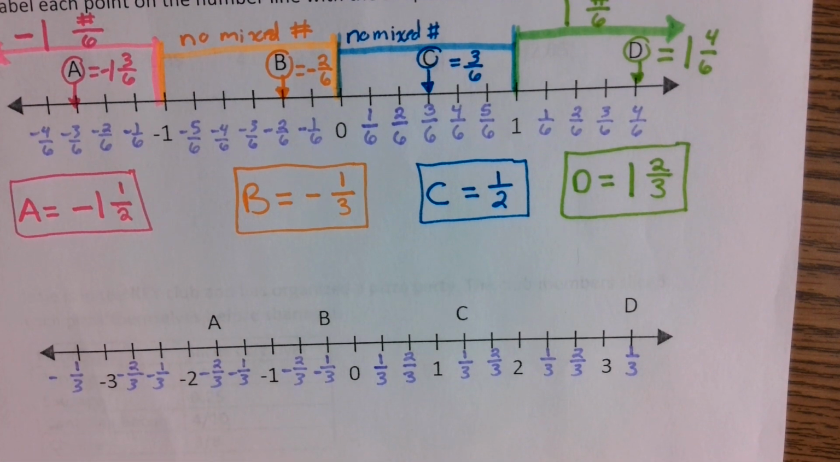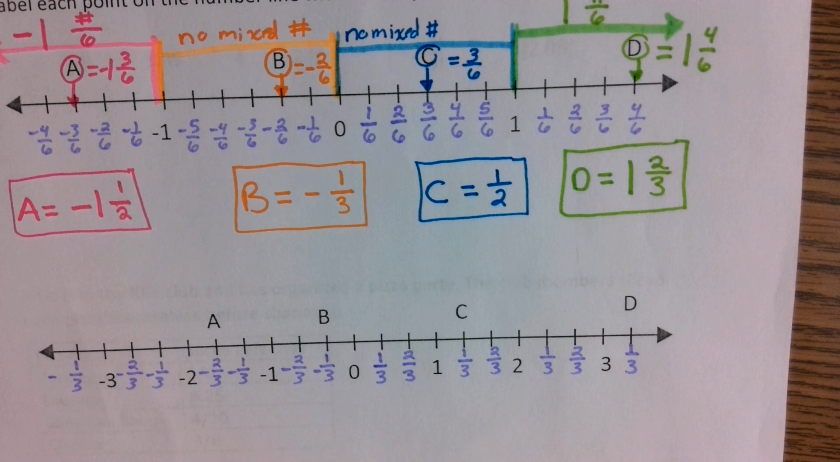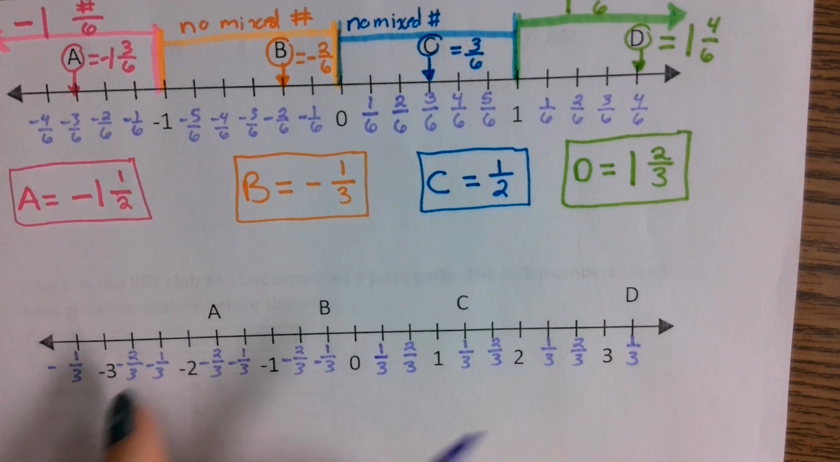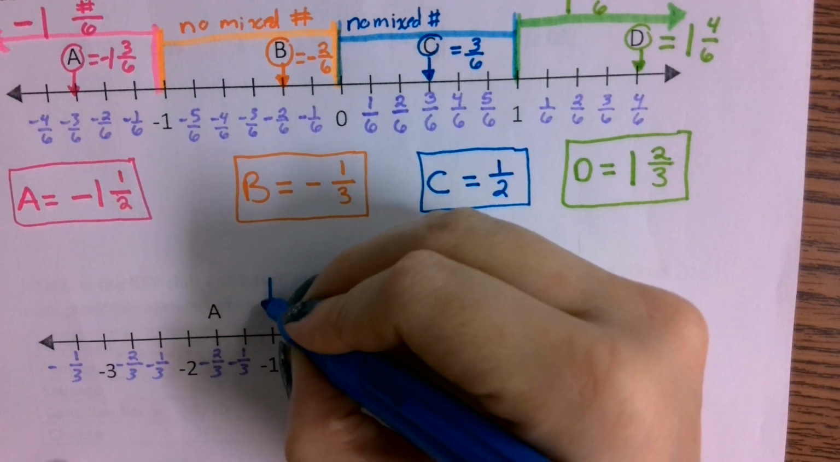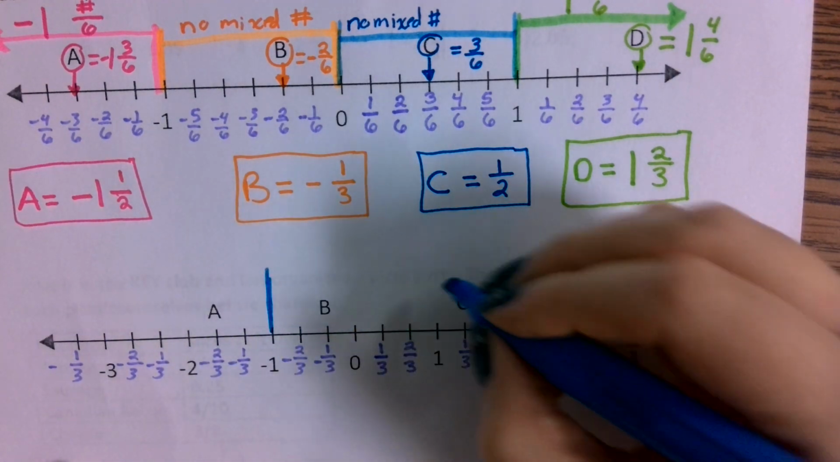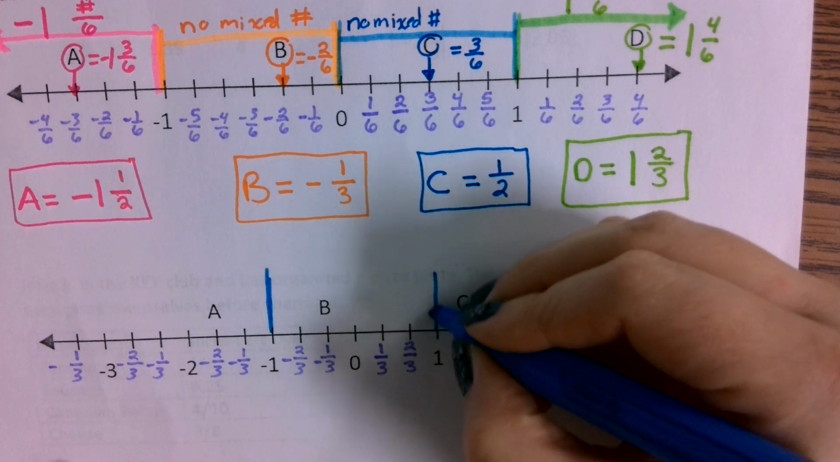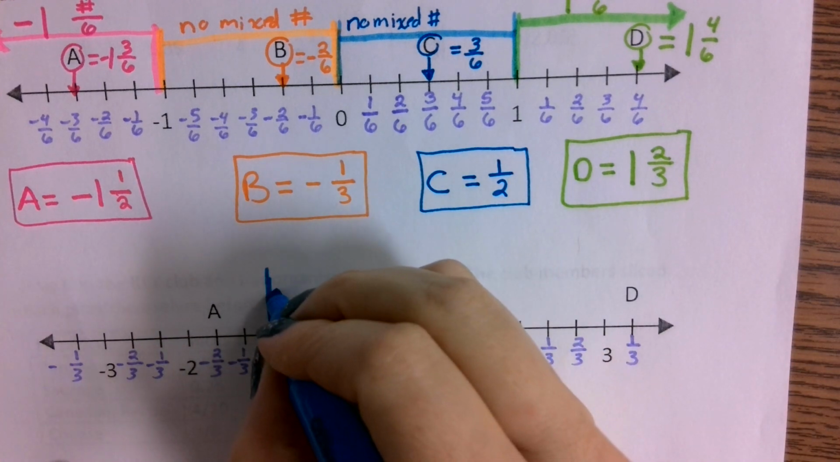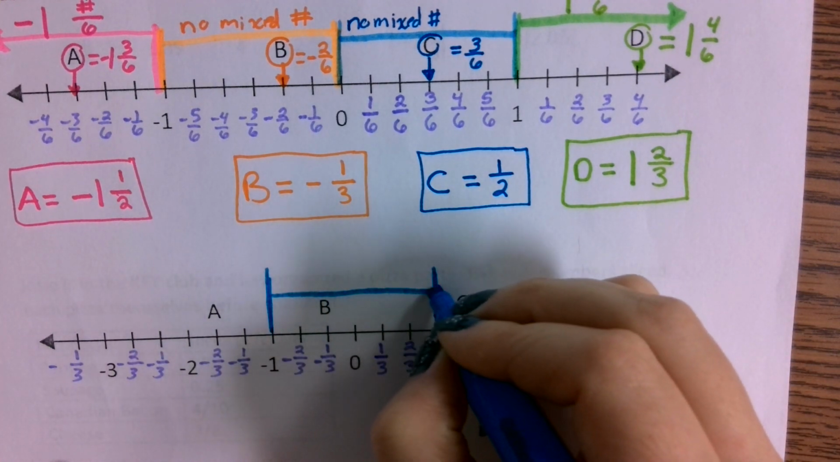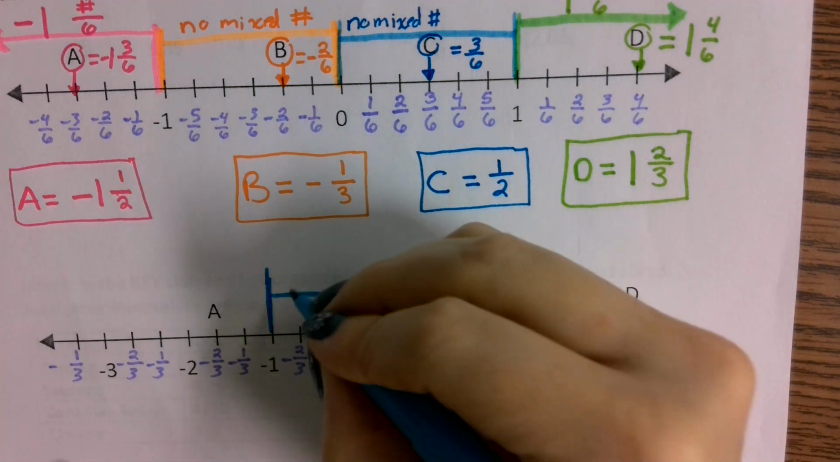So we've got that all filled in. Now we need to just figure out which parts are going to be whole numbers and which parts are not. So starting here at the 0 mark, actually I'm going to go from this point, from negative 1 all the way to the positive 1. All of this portion right here is no mixed number.